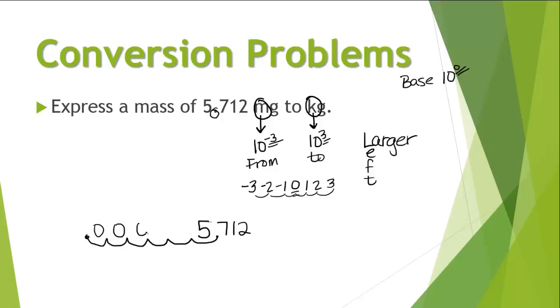Now I'm going to fill in all those bumps. So 5.712 milligrams is going to be 0.00000512 kilograms. And that will be my final answer.